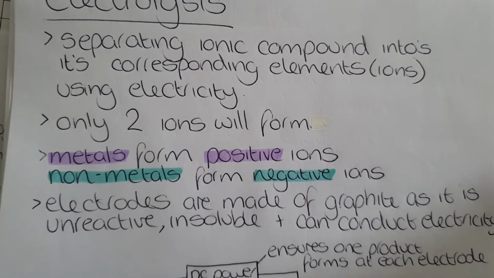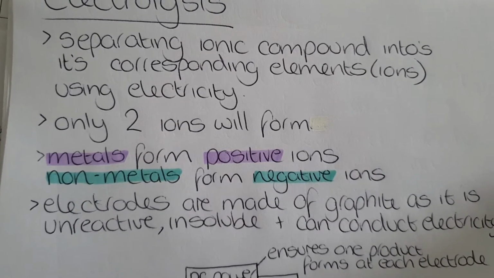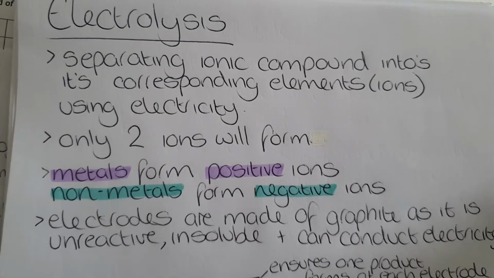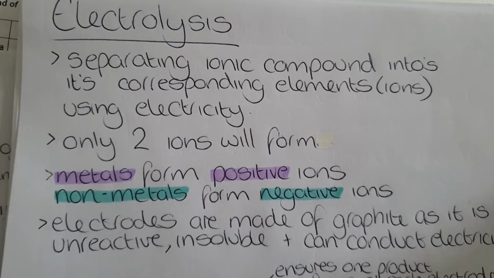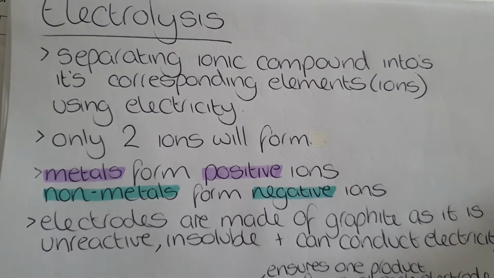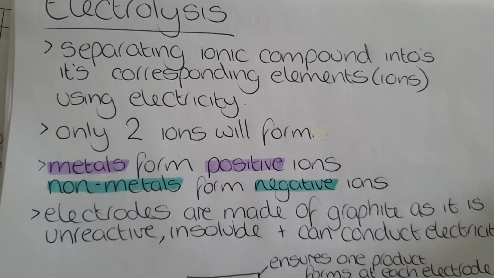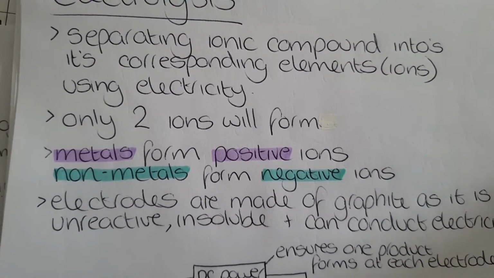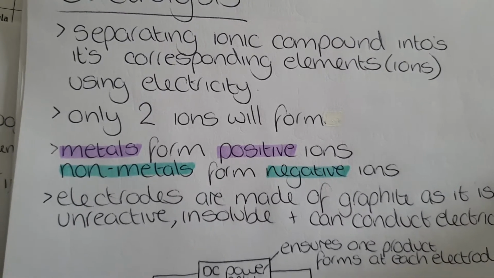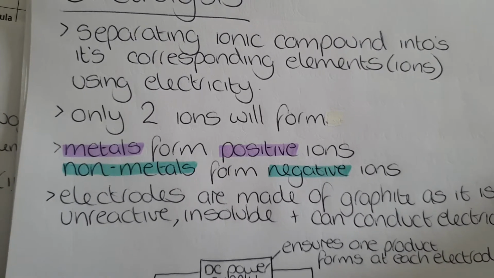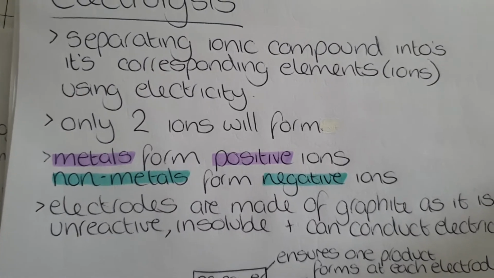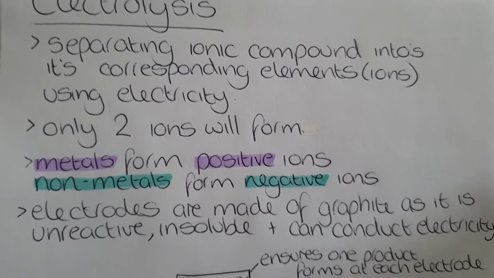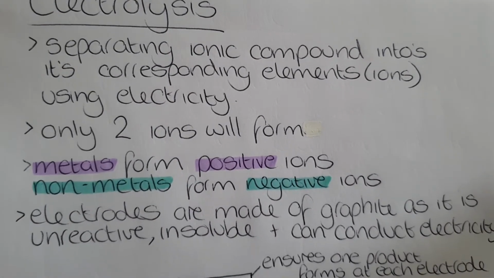Electrodes are a term mentioned quite a bit throughout. They are a piece of apparatus used in electrolysis, and we always use graphite rods, so carbon in the form of graphite. You've discussed graphite before when you looked at covalent networks. We use graphite because it's unreactive, so it won't interrupt the experiment at all. It's insoluble, so it won't dissolve in the solution, and it can conduct electricity, which is important to let the electricity pass through the solution.